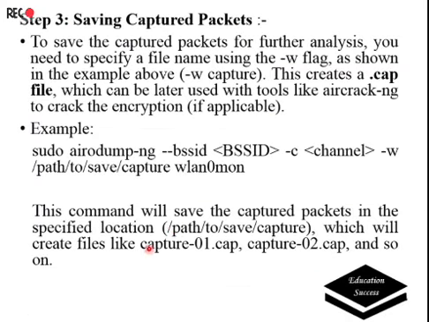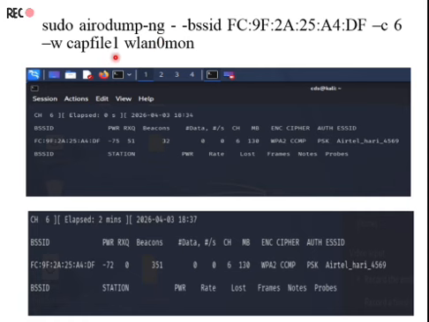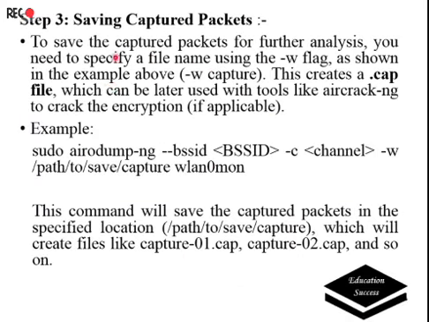Now I want to save the captured packets. All captured packets are saved by default in the file I mentioned, cap file1.cap. But again, I can select the path also. So: sudo airodump-ng, BSSID you have to mention, channel number you have to mention, -w, the path where you want to save your file, and wlan0.